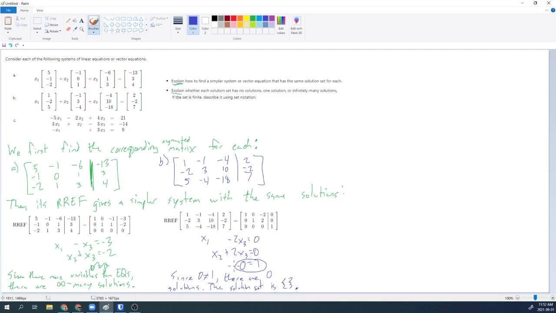Okay, so that's the most important part right here. 0 equals 1 is a contradiction. 0 doesn't equal 1. That's why there are no solutions, and the solution set is empty. It is a finite set, so I described it using appropriate set notation. Let's wrap this up. Part C.